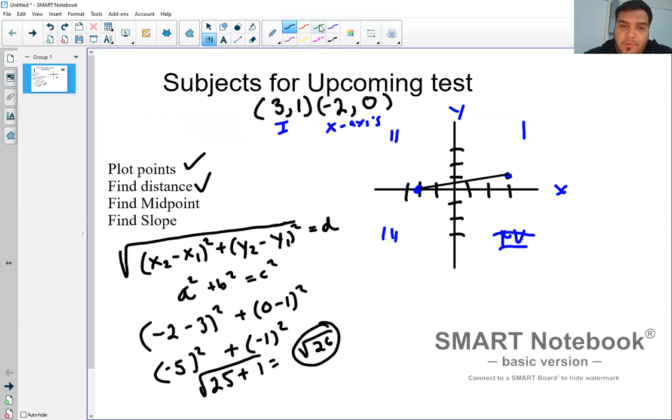Okay, midpoint, you're just trying to find what's the middle between here and here, the middle of this line. In order to do that, you just take the middle of each part, and it's going to make a coordinate point. Here's the formula, but the formula is really kind of basic.